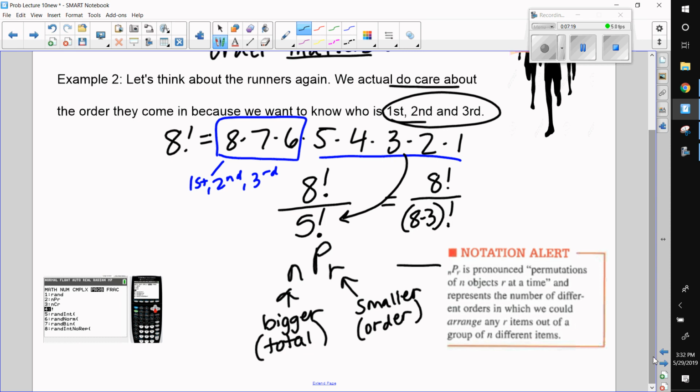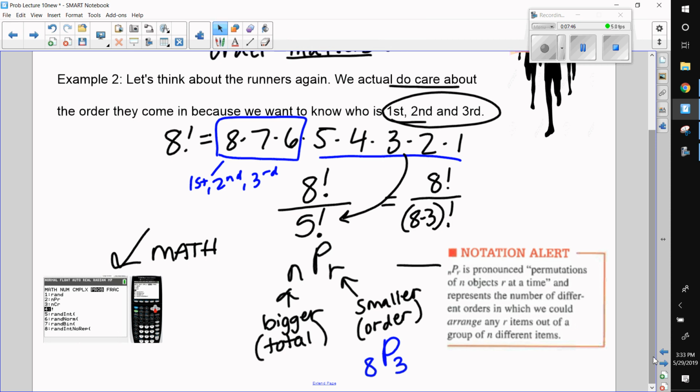You can see in your calculator, you can find it here under the math button again, so we don't always need to do out the math for this. We can actually go and find it in our calculator and continue from there. Okay, so this one would look like 8 permutations of 3. Okay, 8 runners. We're talking about putting them in order 3 different ways.